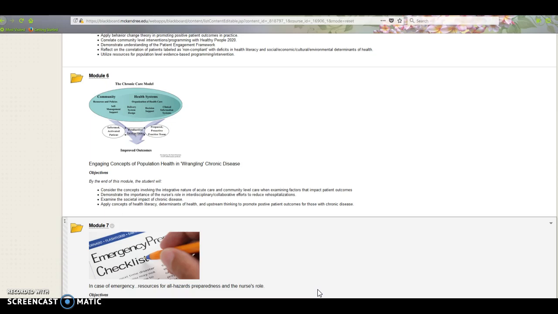And then we're going to consider the concepts involving the integrative nature of acute care and community level care when examining factors that impact patient outcomes. And finally, apply concepts of health literacy, determinants of health, and upstream thinking to promote positive patient outcomes for those with chronic disease. So again, looking at that health literacy component, if there is minimal health literacy among a population of people, then we need to come up with strategies to improve their health literacy, because as we know, health outcomes really do focus back to the health literacy of the population.